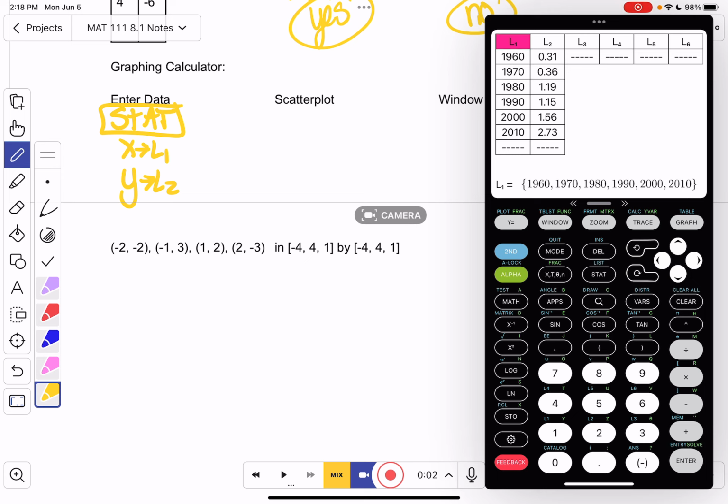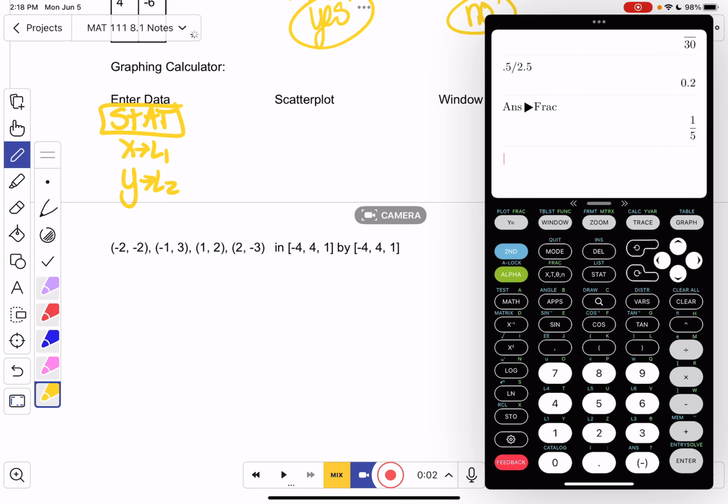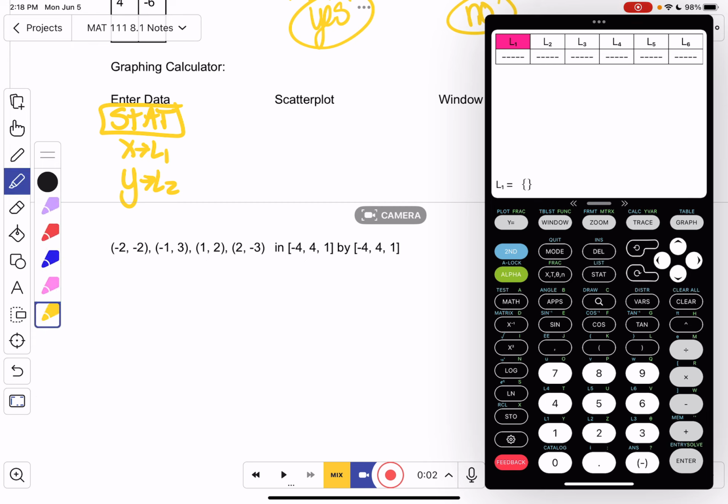You can clear lists, you can delete things out. Mine's a little bit different than yours, so I'm just going to clear these. Okay, stat, enter. You can arrow up to L1 and clear. We're going to put all of the X values in L1. So I'm going to put -2, enter. Nope, go down. Sorry, clear. -2, -1, 1, 2. Now I'm going to do the same thing with the Y values, but put those in L2. -2, 3, 2, -3.